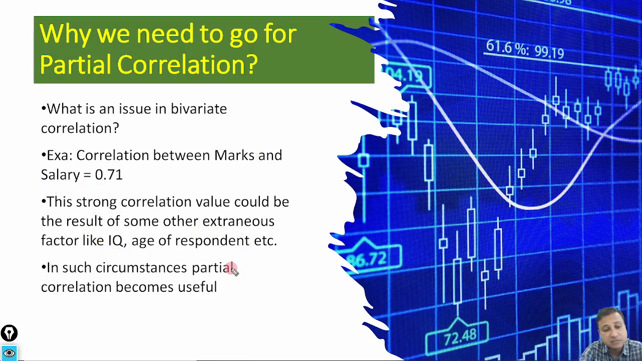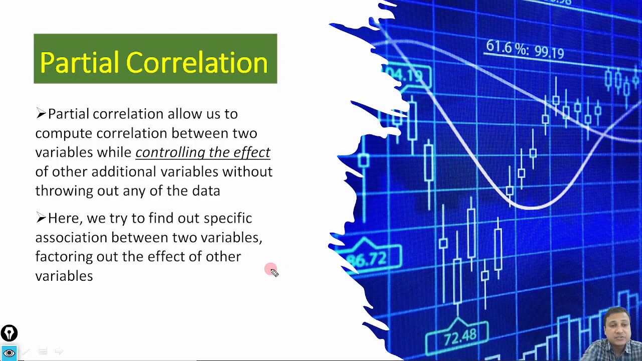What it means, we'll try to understand with one example. Partial correlation allows us to compute the correlation between two variables while controlling the effect of other additional variables, without throwing out any of the data. Here we try to find out a specific association. So in partial correlation, we try to find out the specific association between two variables, factoring out the effect of other variables.